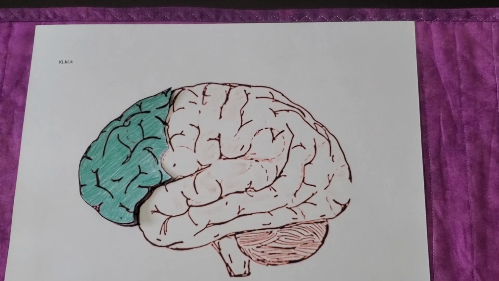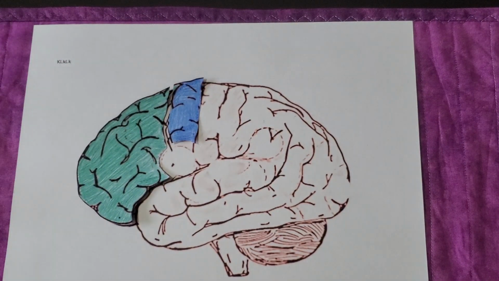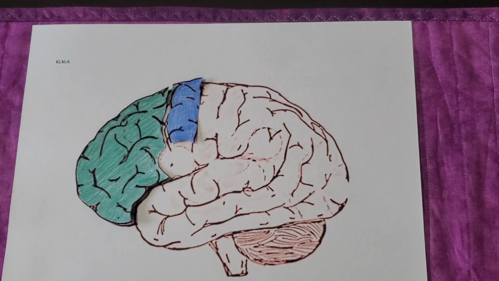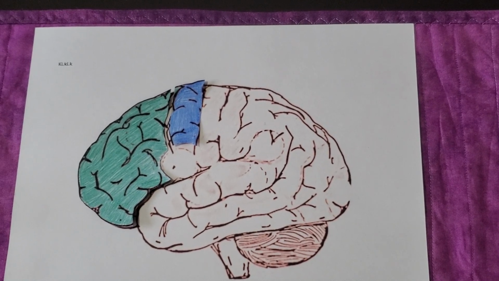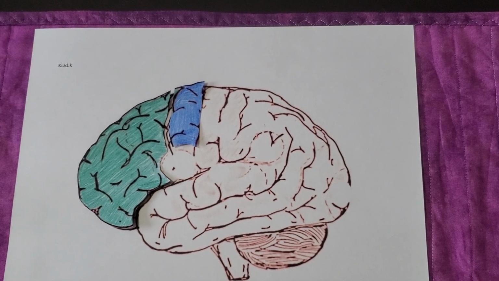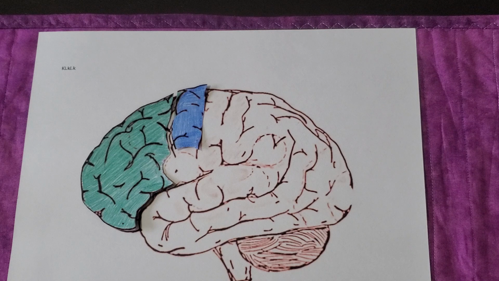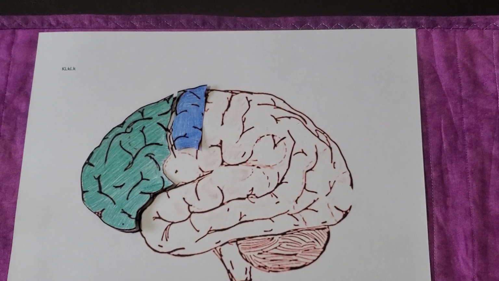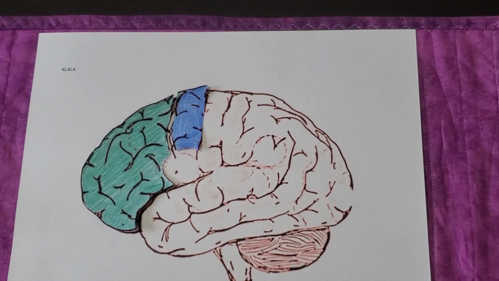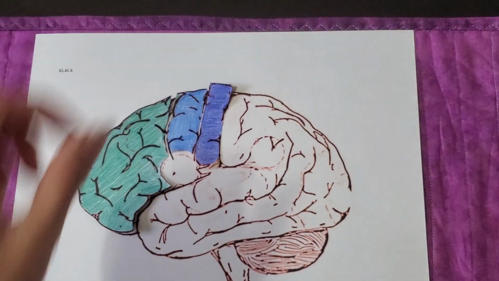Next, we have the premotor cortex. It's involved in planning of movement and memory for complex motor patterns. The premotor cortex is active when you simply think about moving your muscles. It sends signals to the motor cortex.